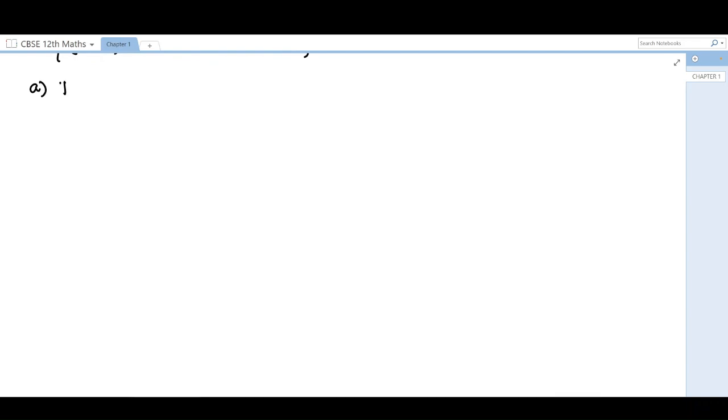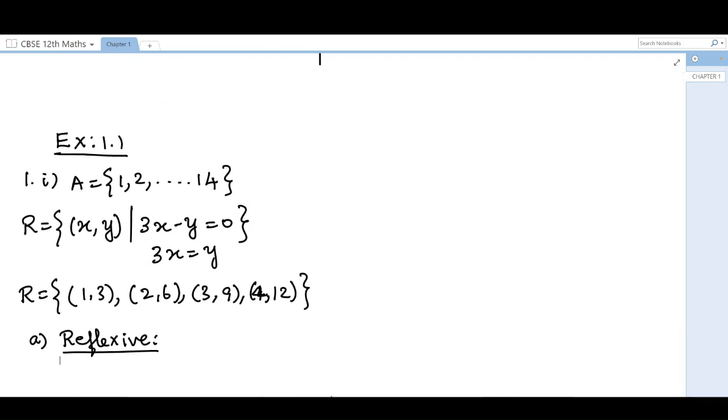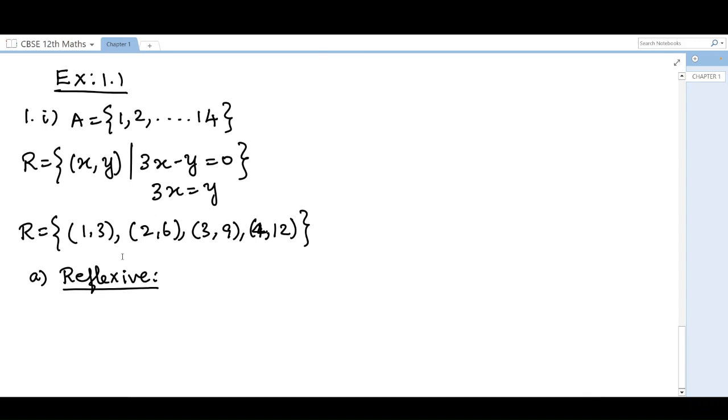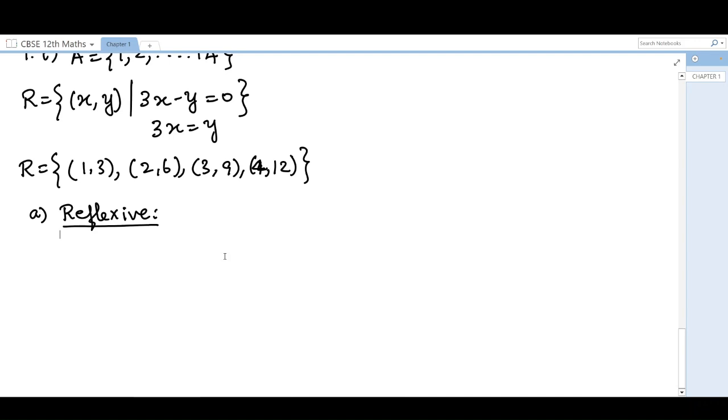Number 1. Reflexive. A relation is said to be reflexive if for every element in the set A, the element should be related to itself. So if you take an element, say 1, it should be related to itself. So (1, 1) should be there. But here we don't have such elements. (1, 1) or (2, 2) or (3, 3) is not there. So in general, (x, x) is not there in the set R where x belongs to the set A. Therefore, we can conclude that the relation R is not reflexive.